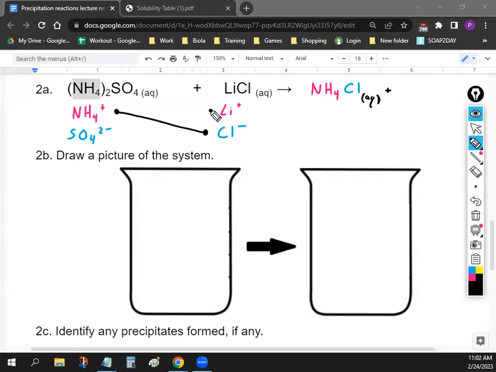So we're going to take the positive of this one and the negative of this one, and put them together. So we got Li and we got SO4. Now if we take a look at this, we got +1 and -2, right? So obviously not balanced. Which one do we need more of, Li or SO4? Yeah, Li. How many Li's do I need in total? 2. So since we need 2 of this, we're going to put a 2 behind Li just to make sure that the charge balances out, okay? And this one is also aqueous.